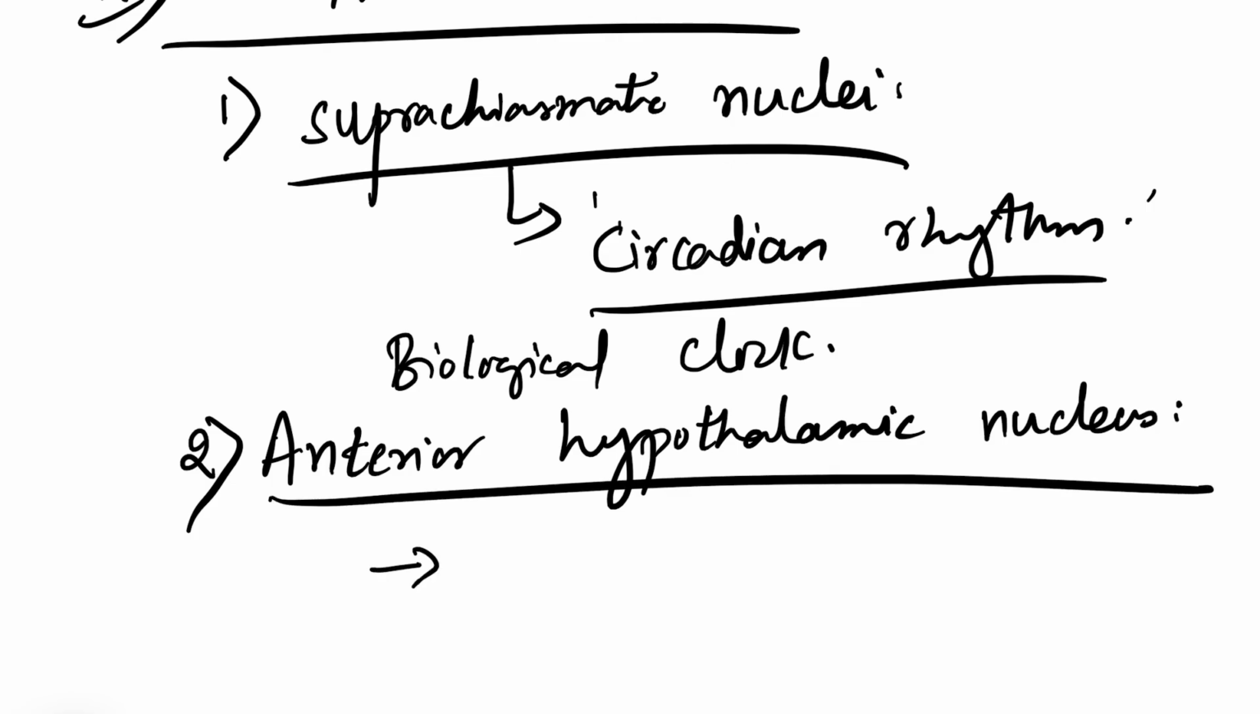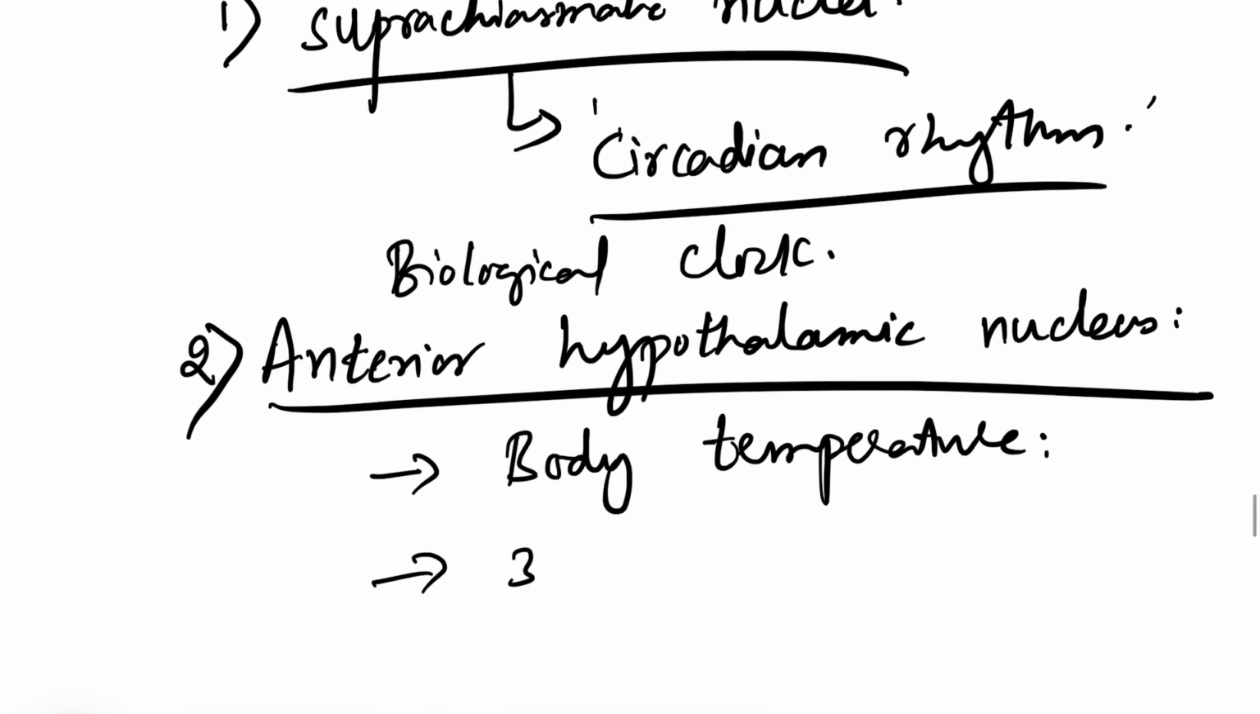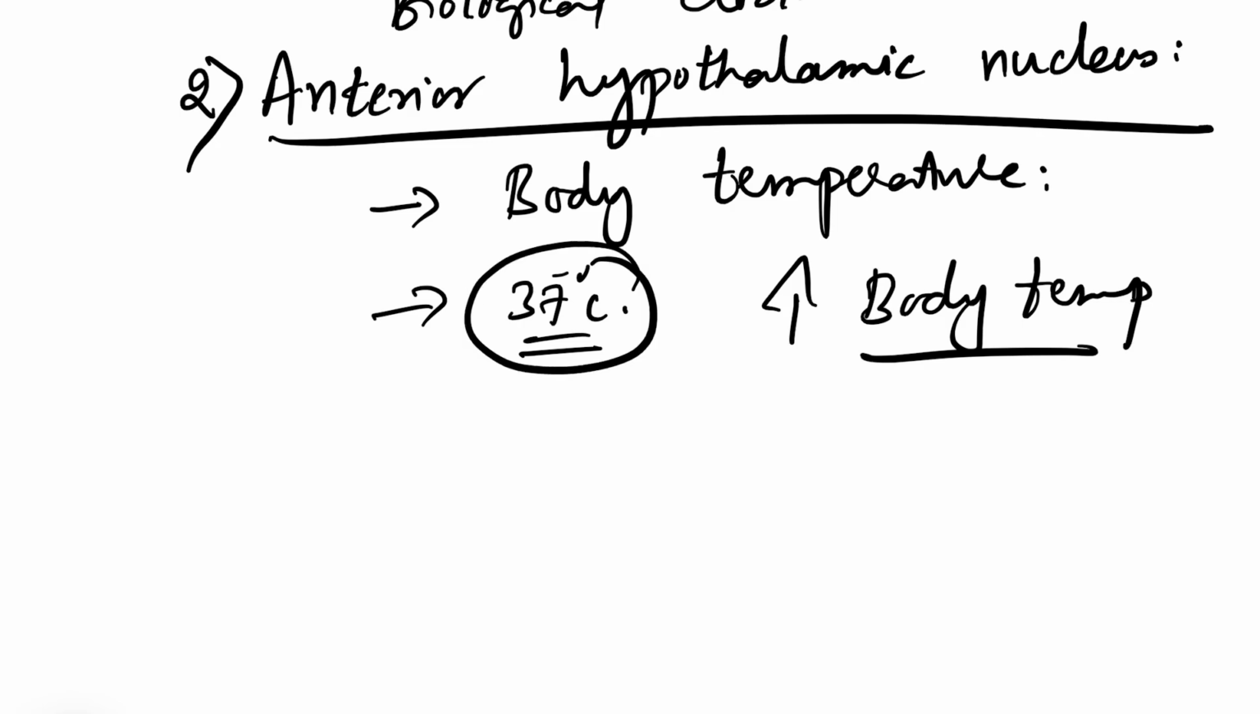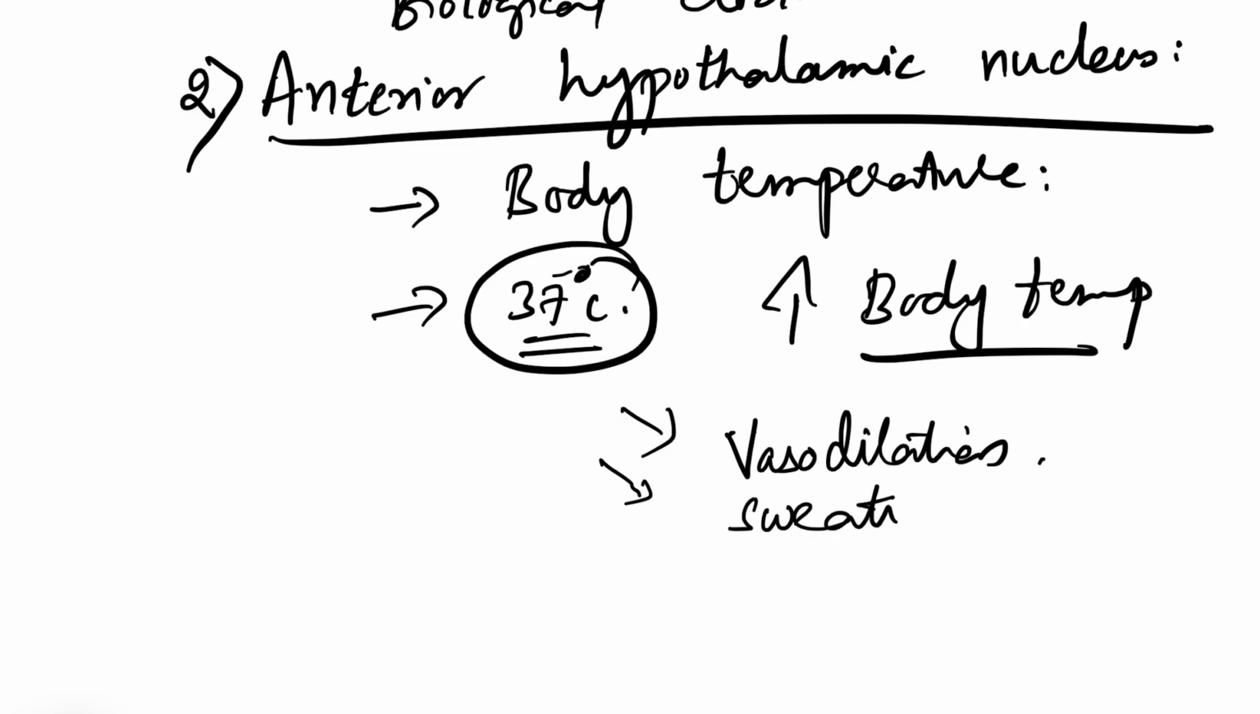This anterior hypothalamic nucleus maintains the body temperature. You know the normal body temperature is around 37 degrees centigrade. Whenever there is an increase in the body temperature, this particular nucleus gets stimulated and brings the body temperature back to 37 degrees centigrade by various mechanisms, like vasodilation of the cutaneous blood vessels and also by increasing the sweating.